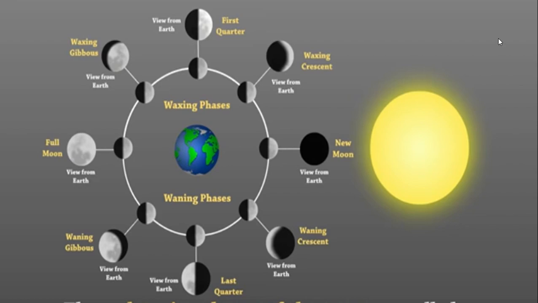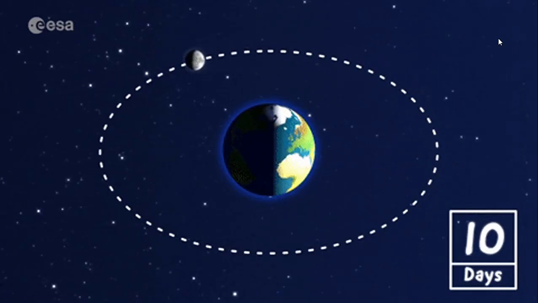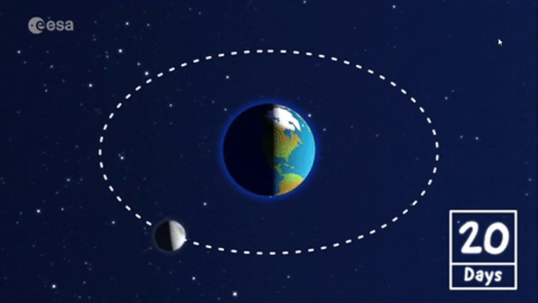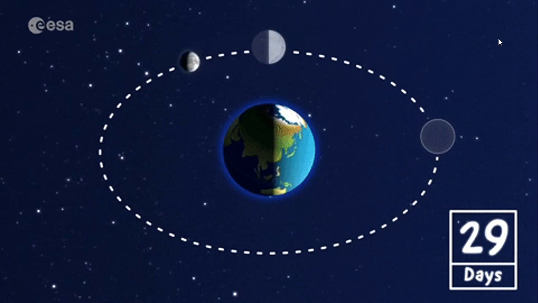One more thing that we see: waxing and waning terms. What does it mean? Waxing is when the moon is gaining the light, we use this term. Waning means when the moon is losing the light, we use this term. We said that while the moon rotates around the earth, it approximately takes 28 or 29 days.